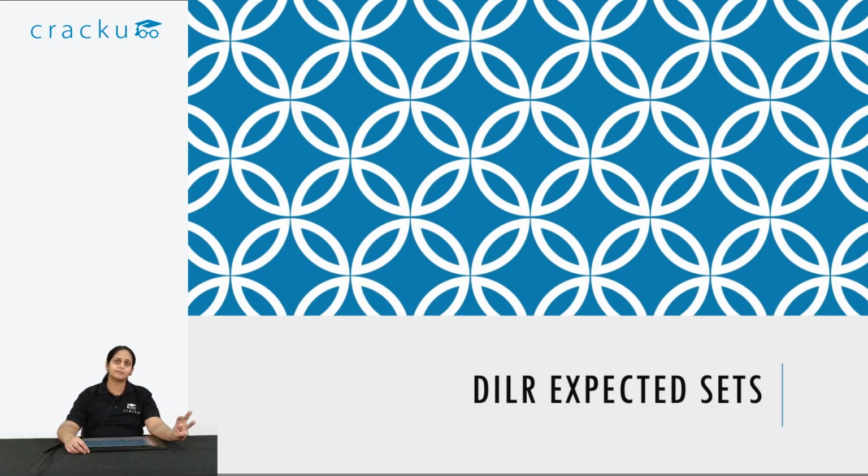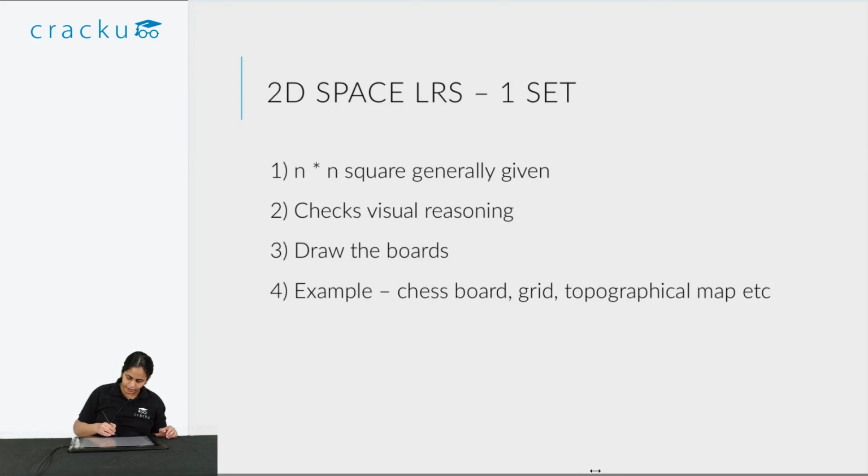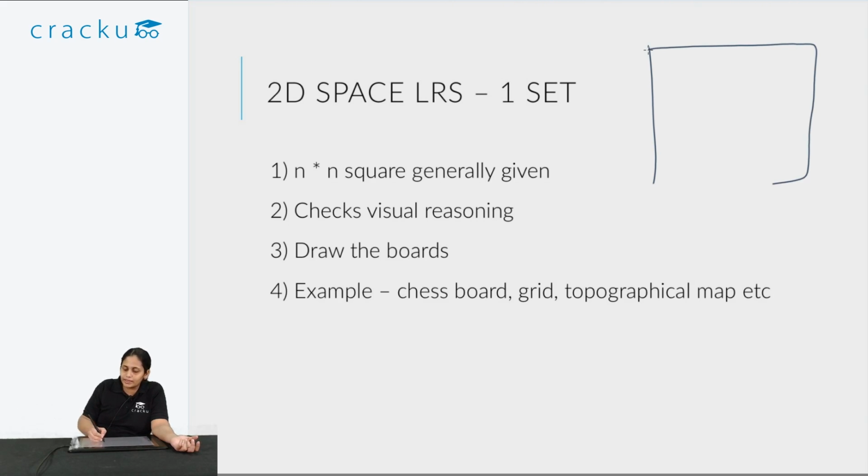The third most expected set is of 2D space LRs. So let's take a look at what are 2D space LRs and how to solve questions based on them. So what exactly is a 2D space LR? It's an LR set which requires you to visualize a two-dimensional space. Generally an n into n grid or a square is given. So basically something like say a chessboard or a wire frame or anything of that sort.